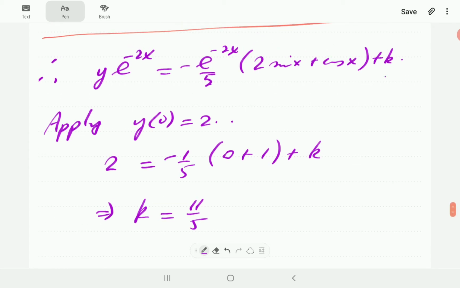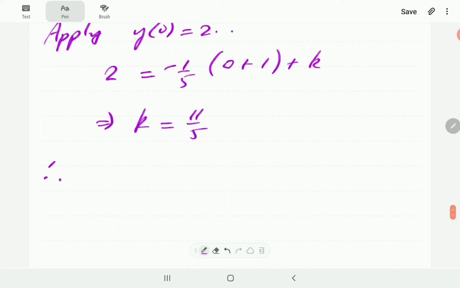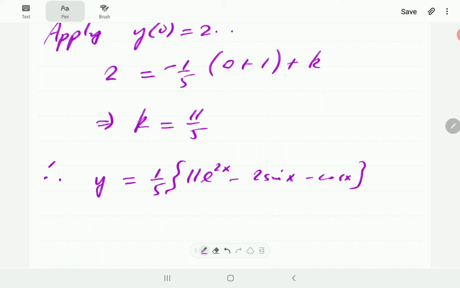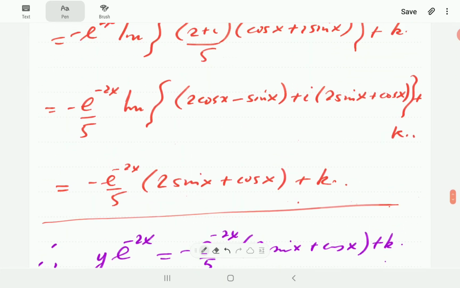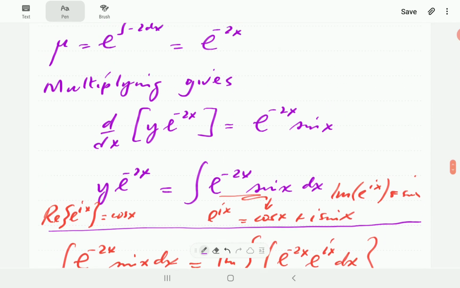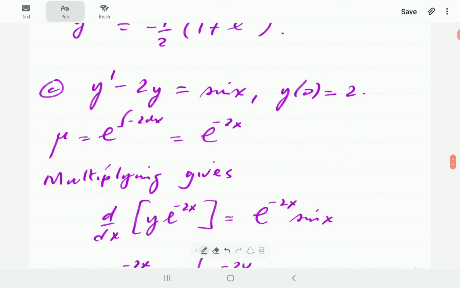Then if we plug that in here and make y the subject of the formula, we're going to have that y is 1 over 5 into 11e to the 2x minus 2 sine x minus cosine x, and so that is going to be our particular solution. All right, so that was a bit involving. So that was part C.